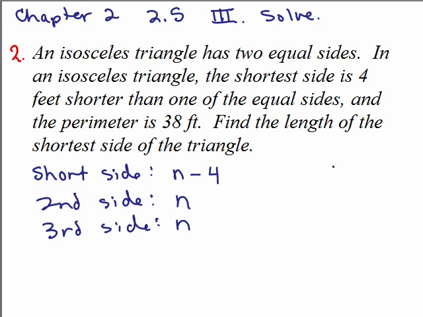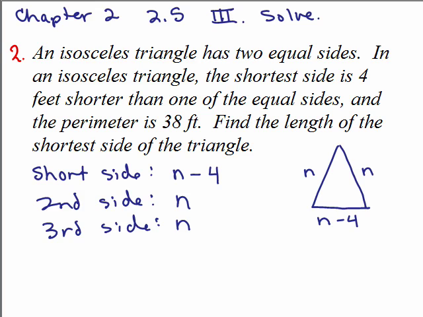Now if you wanted to see this in terms of a picture, you could have drawn it something like this. It might not really look like the final answer, but you'll get the idea. If this is n and this is n, those two lengths are the same. This is 4 feet shorter.